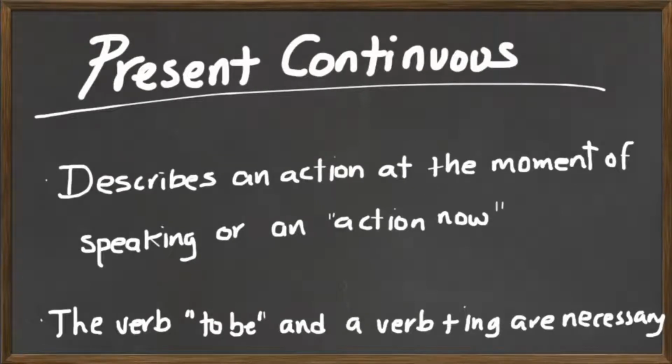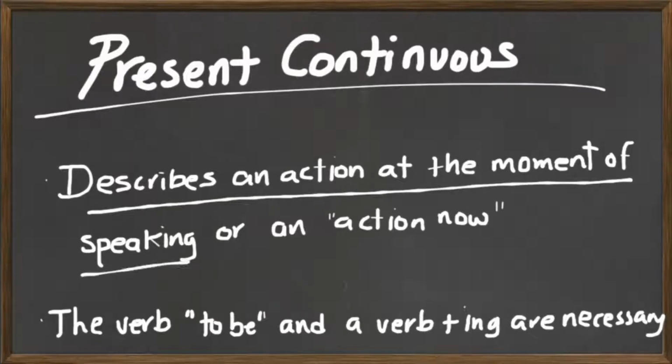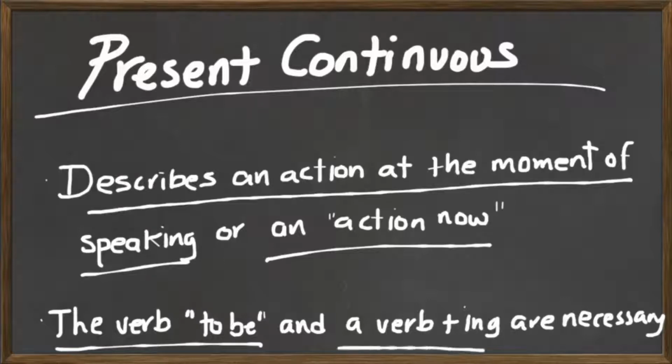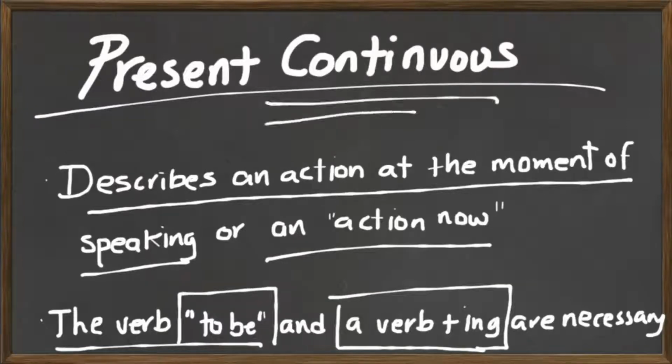Okay, it is important to remember that the present continuous describes an action at the moment of speaking, or an action now. Also, the verb to be and the verb plus ing are necessary. They have to always be part of your sentences when you express the continuous.